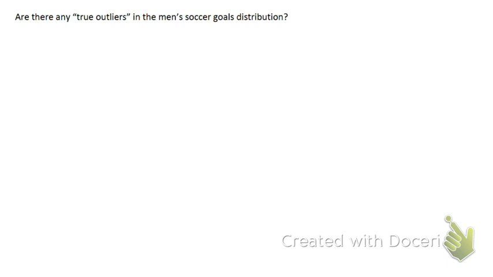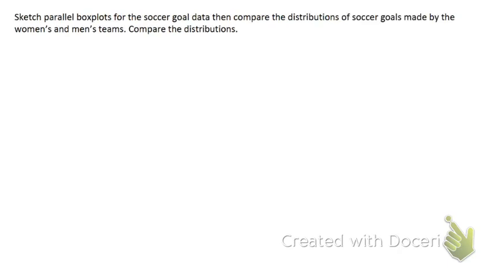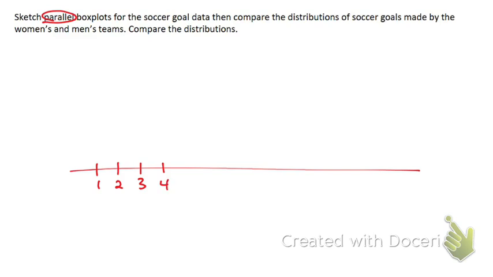Perfect. Outliers, what'd you find? 11 is an upper outlier. Anything else? Any lower outliers? No. 11 is definitely an upper outlier. Very good. And then you have been asked to make parallel box plots for the men versus the women. So what does that mean? That just basically means they're going to share an x-axis.